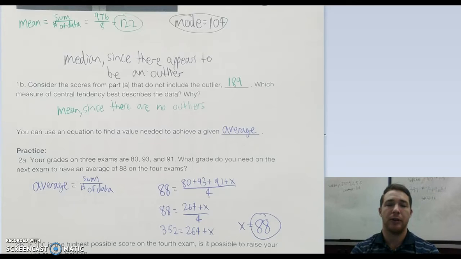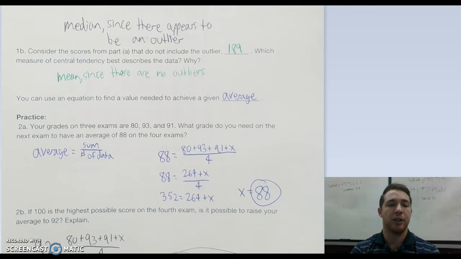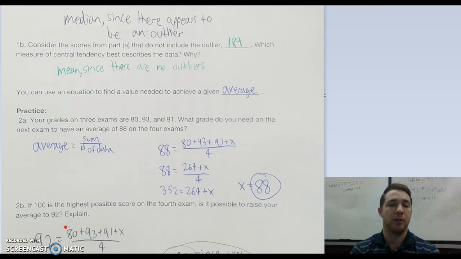So if I score 88 on the 4th exam, I would have 88 as the average for all 4 tests. The next question asks something similar, but it says if 100 is the highest possible score on the 4th exam, is it possible to raise our average to 92? Trying that same formula again, this time the only thing that's changing is we want our average to be 92 instead of 88.